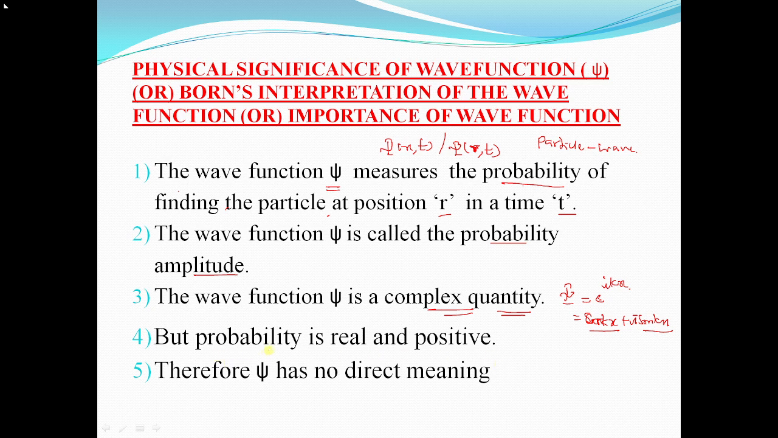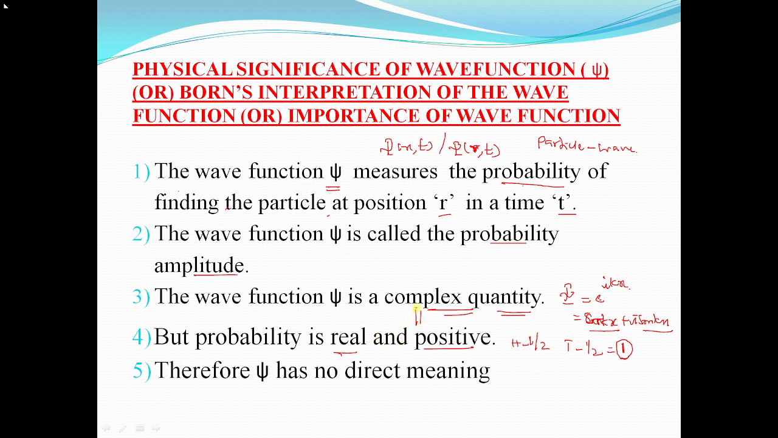But what about probability? For example, if I take a coin and toss it, what is the probability of getting head? It is half. The probability of getting tail is half. So the total probability will be 1. Always the total probability is 1. Is 1 real or imaginary? It is a real quantity. So probability is real and positive. Always probability is real and positive.